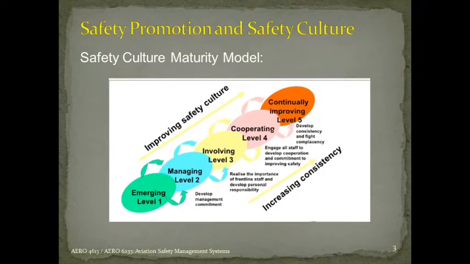No matter which diagram you use, the principles are the same. Each level builds upon the other. They are slow steps up, actually. Emerging is really when management recognizes the need for safety culture but hasn't done anything about it yet. Level 2, managing, is identified when management is actually committed to improving safety culture but has not yet introduced it to the rest of the company.